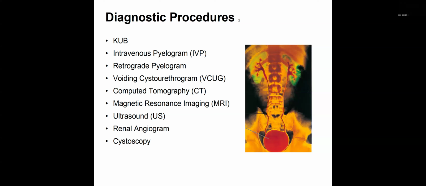Computed tomography, CT, is used to show cross sections of the kidney and bladder to test for anatomical problems. You have MRI, magnetic resonance imaging, used to look at different parts of the tract. Ultrasound, renal angiogram. Renal angiograms use a dye to look at the vascular network of the kidneys, and cystoscopy. Cystoscopy is an endoscopy used to examine the lining of the bladder.